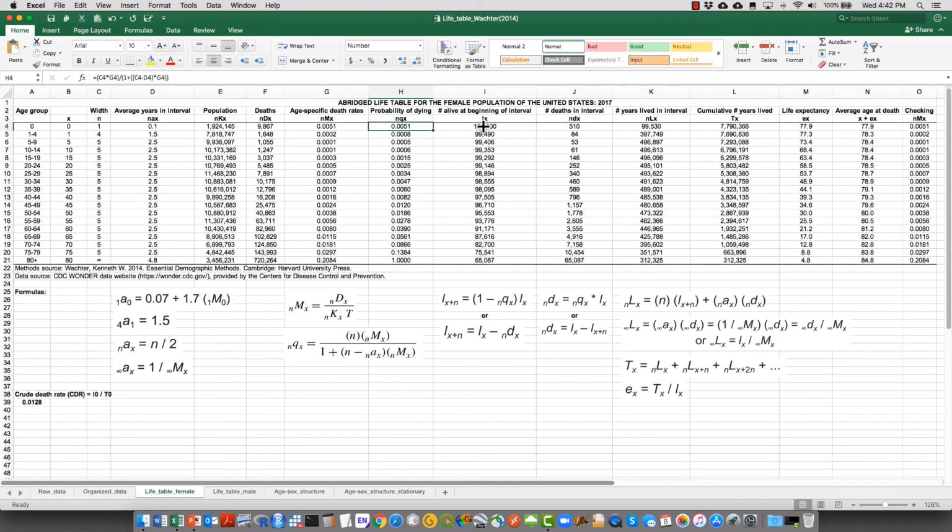And then the LX is the number of people alive at the beginning of the interval. It starts with 1,000, and then we apply this probability of dying to the 1,000, and we have this number of people surviving. I'm just using these formulas here. This one should be more specific. And then the number of people dying is the number of people who enter that interval times the probability of dying within that interval. So this is the number of people who died between the ages of 1 and 4.